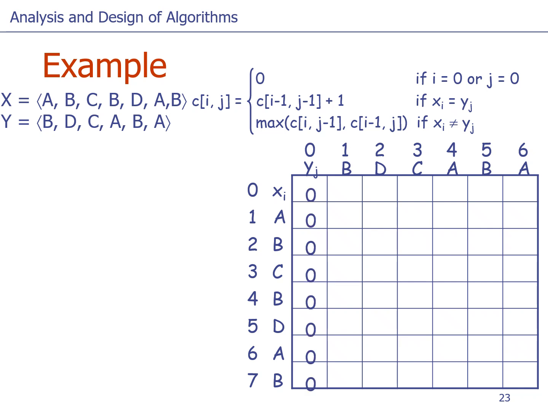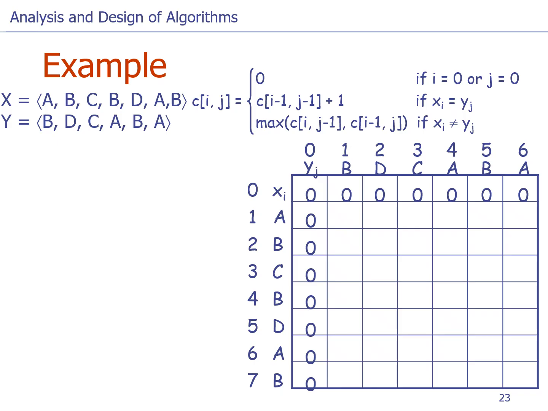So we will start by filling in the initial values, which is if one of the strings is empty, then the LCS count is going to be 0, it's empty. And that's why you see a horizontal 0 in the top row and a vertical 0 in the first column.